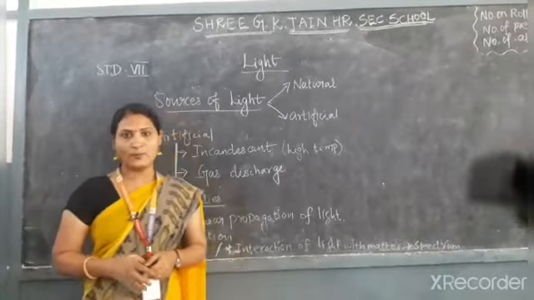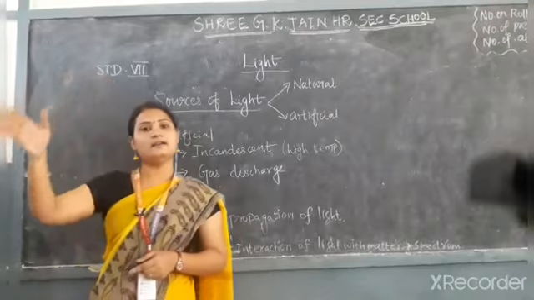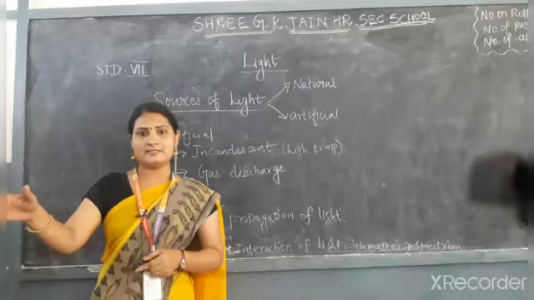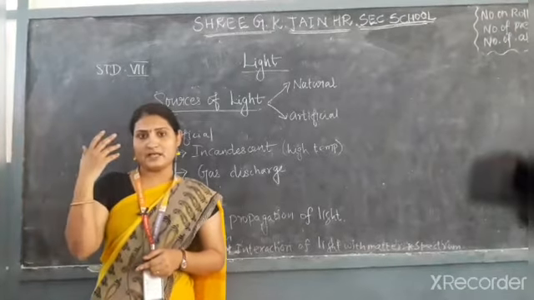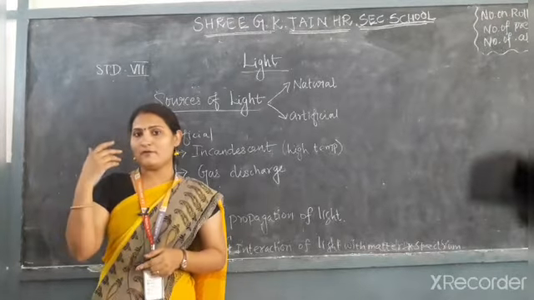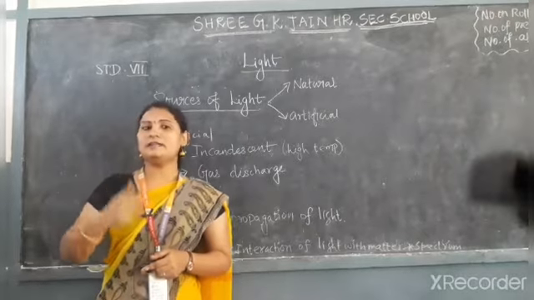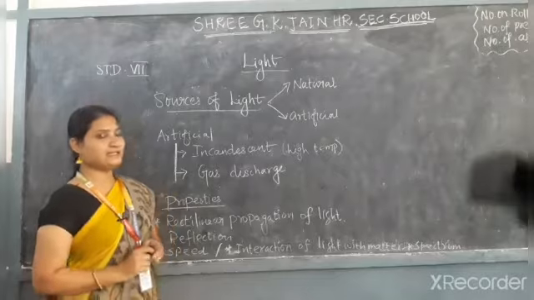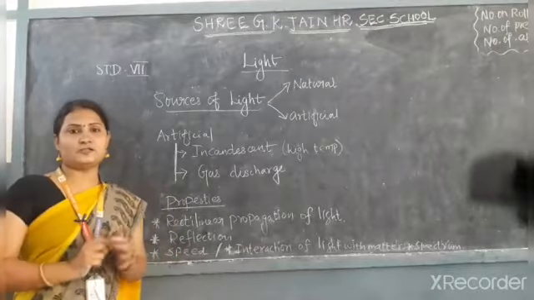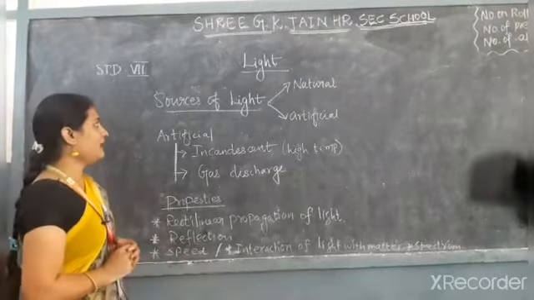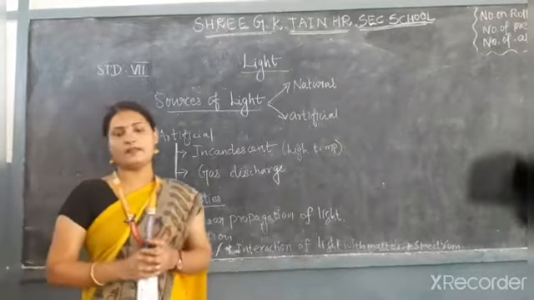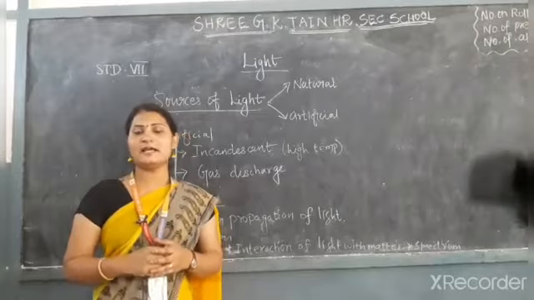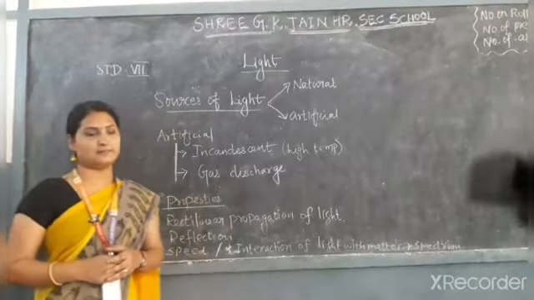Again I tell you, when the light falls on the things, that thing will reflect the light towards our eyes. Then with the help of our eyes we will see the things. Okay, so this is how we can see the things, in the presence of light. And what are the sources of light and what are the properties of light? So that we will see in this lesson.